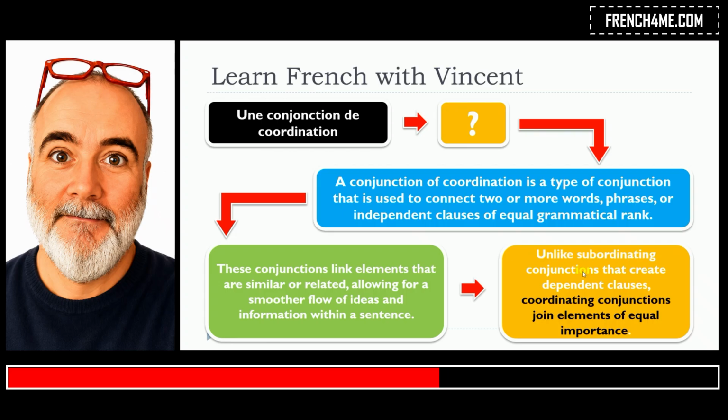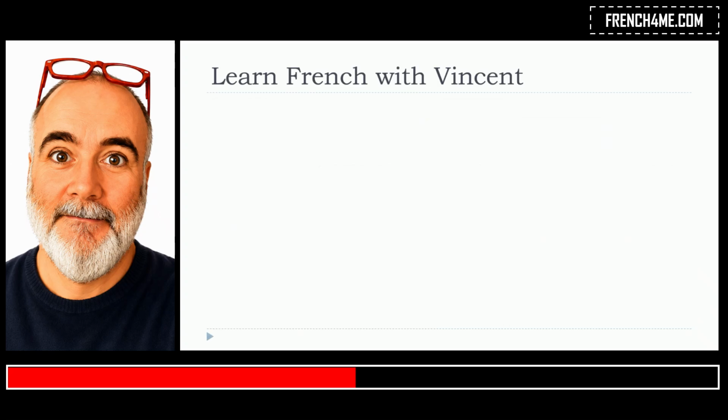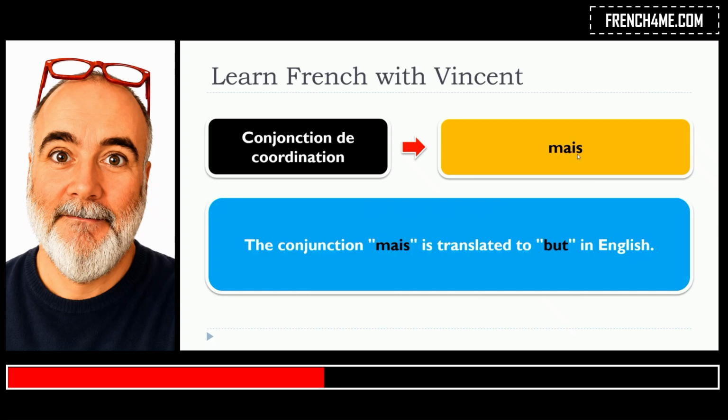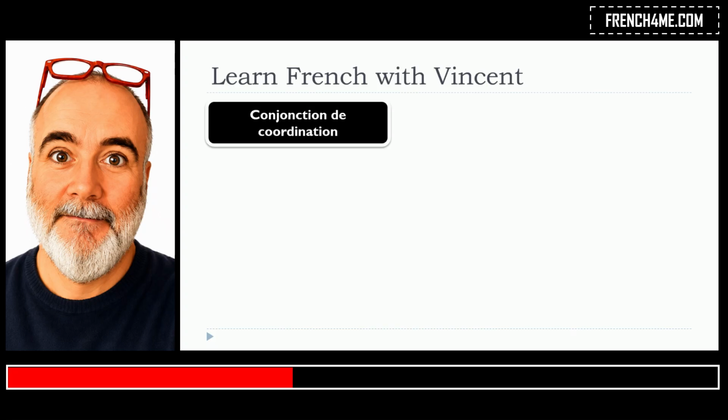Unlike subordinating conjunctions that create dependent clauses, coordinating conjunctions join elements of equal importance. So this is quite important. All the elements that will be connected through these coordinating conjunctions, they will have equal importance in your sentence. So, in this lesson, we will concentrate on mais, and the conjunction mais is translated to but in English. So let's see some examples now.